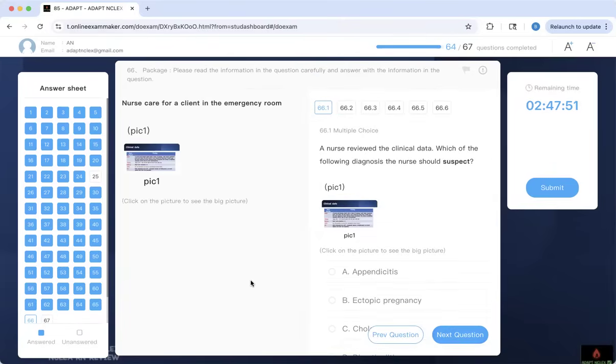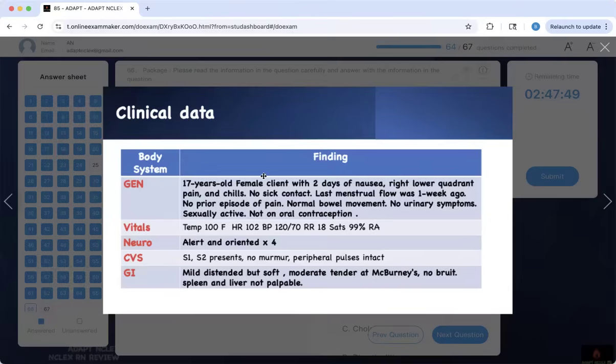66. Are you afraid? Another case study, but I know you got it. 17-year-old female. What is going on with the patient? 2 days of nausea, right lower quadrant pain. What do you think? Is it appendicitis? Forget about it. Chills. No sick contact. It's a female, so worry about something. Her last menstrual period is what? 1 week ago. No episode of pain. She already had her menses. No bowel movement. No urinary symptoms. She's sexually active. She doesn't take contraception.